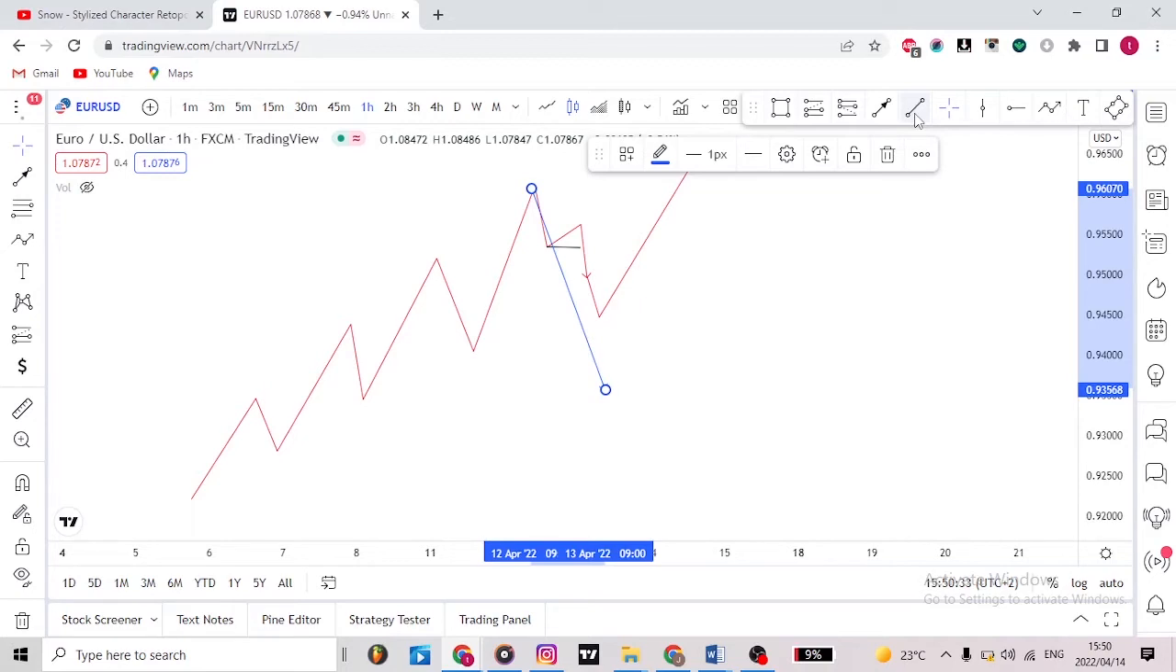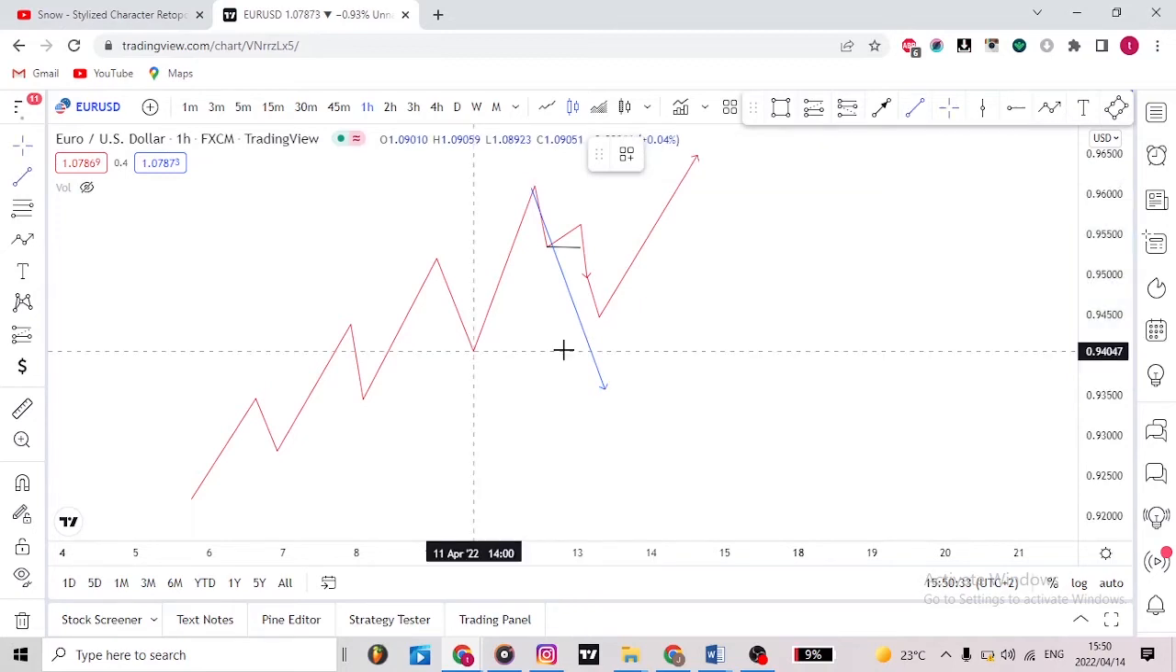So we start looking for the selling opportunities. So then we would label this as a change of character. We would label that as a change of character.